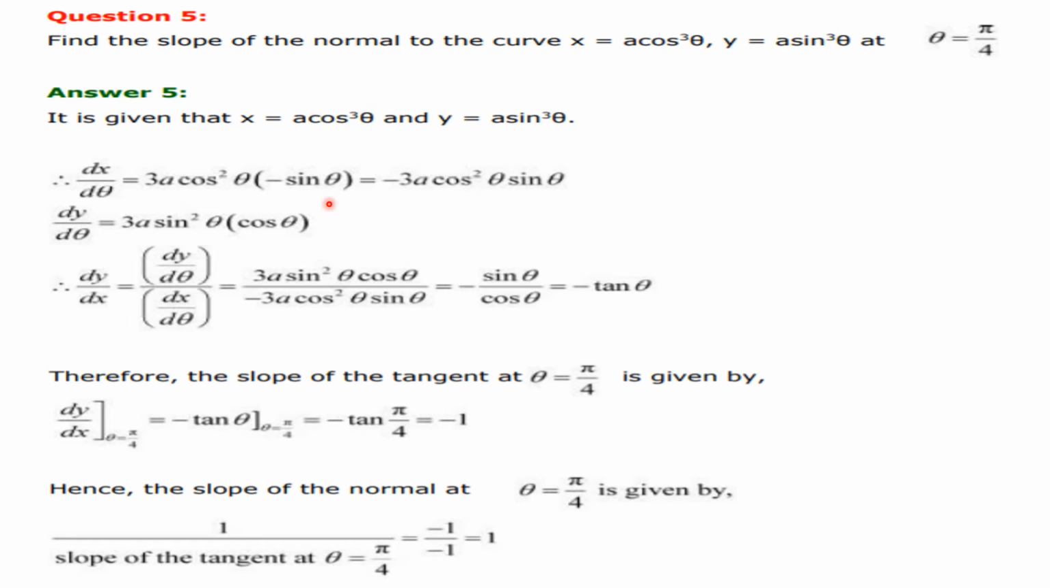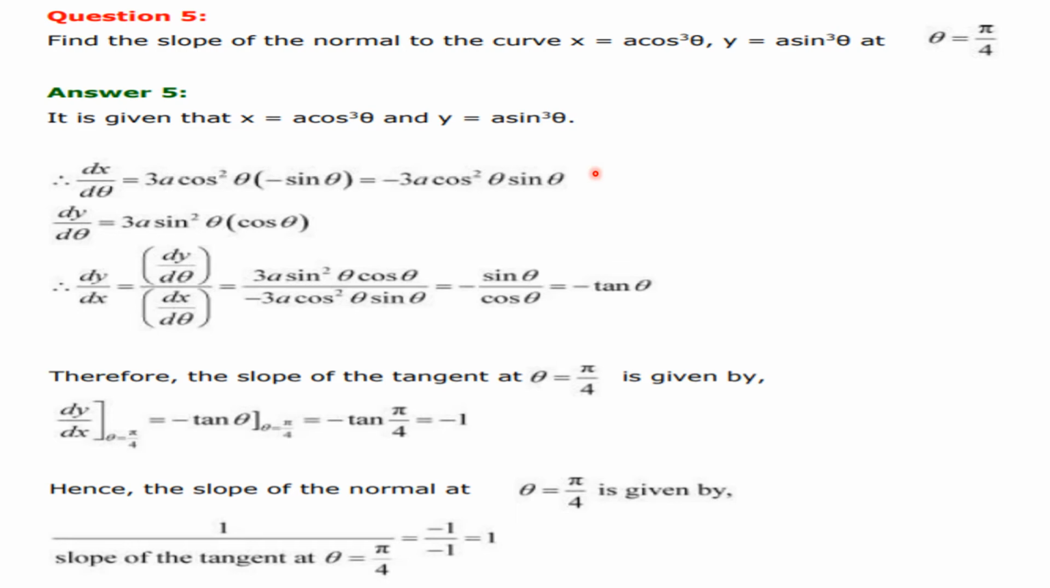But we are not writing that formula here. I am explaining here. Directly we wrote the derivative. Now we are simplifying this entire term, only one term. After simplification, what will you get? Minus 3a cos square theta sin theta. This is the value of dx by d theta.